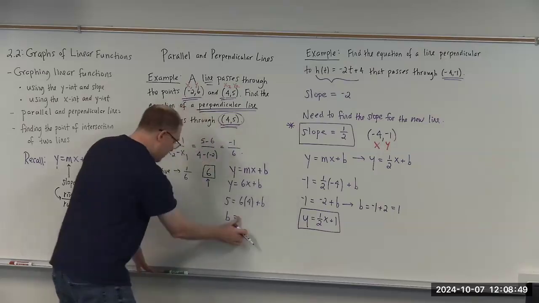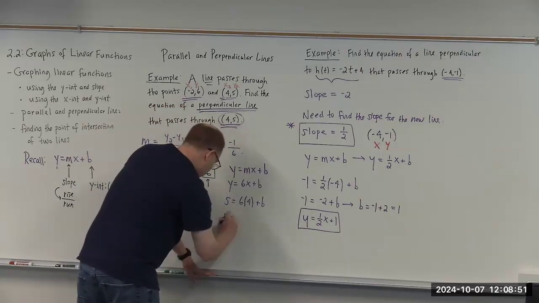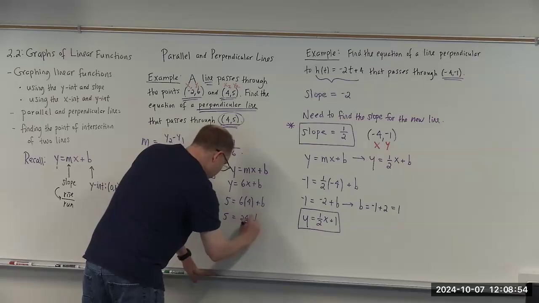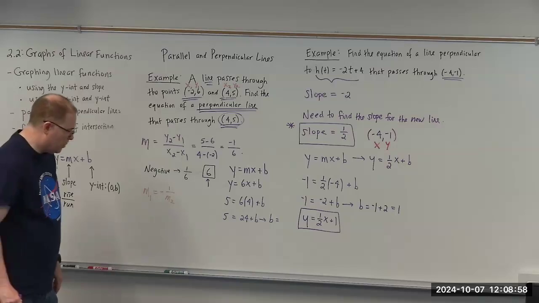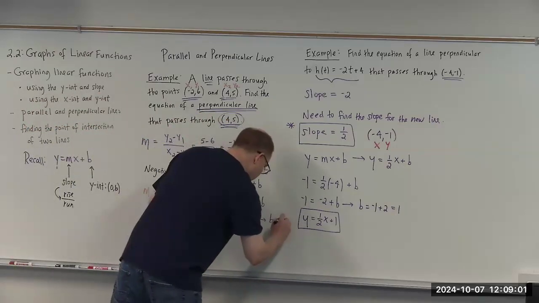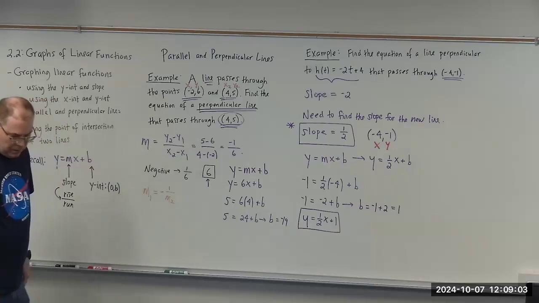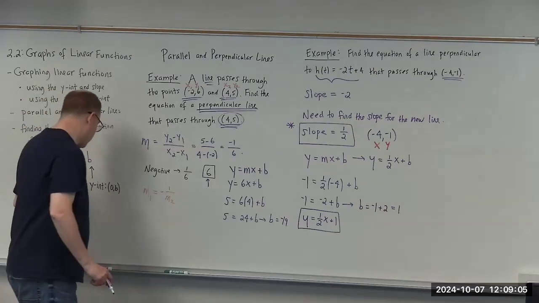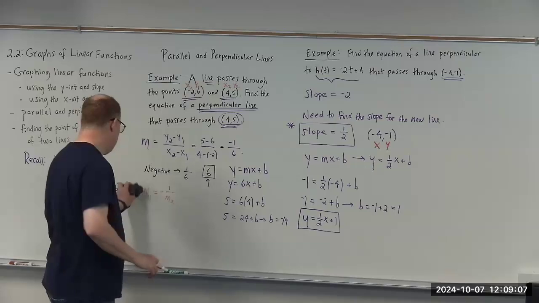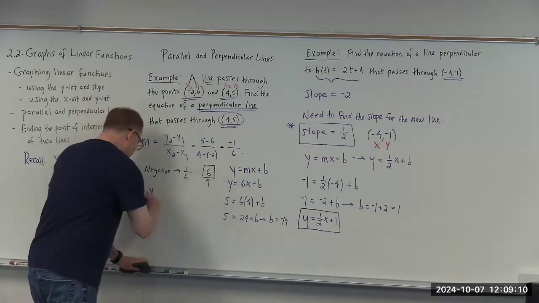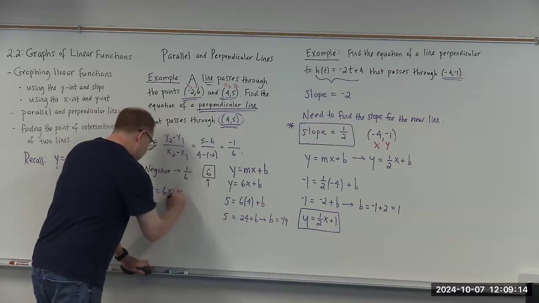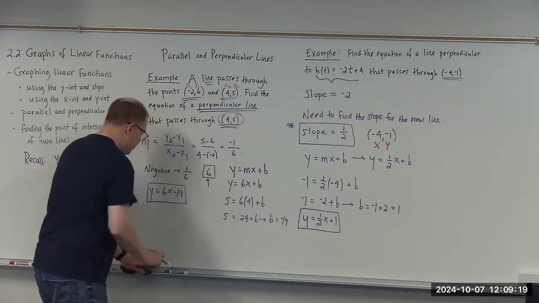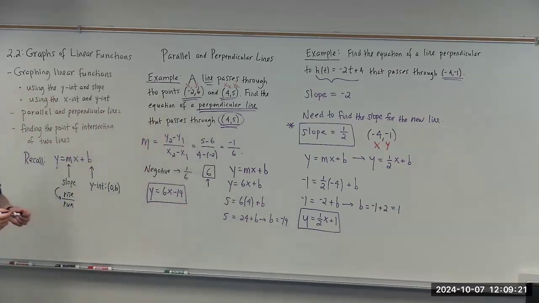What we're going to get is 5 equals 24 plus b. So we get 5 minus 24, which gives us negative 19. And there is our solution: y equals 6x minus 19. All right, there it is.